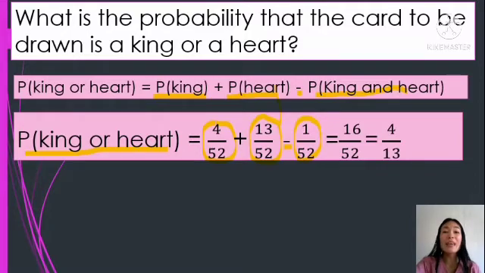Because there is one king card that is also a heart card. That is what we call the king of hearts. So that is why we need to subtract 1 over 52 here, because that king card has already been counted in the first event. So 4 over 52 plus 13 over 52 minus 1 over 52, which is the king of hearts. So this is 16 over 52. Reduce that to lowest terms, and this will become 4 over 13.